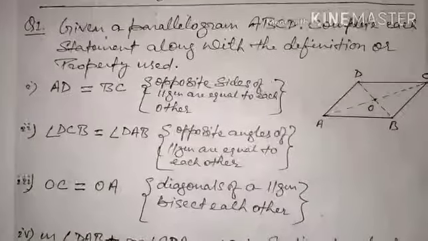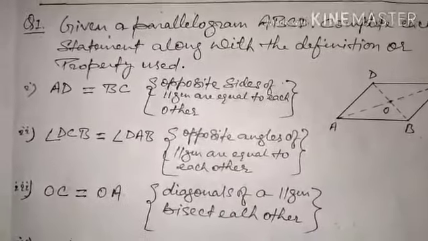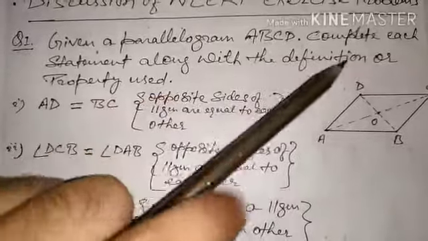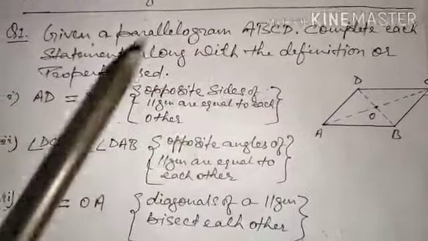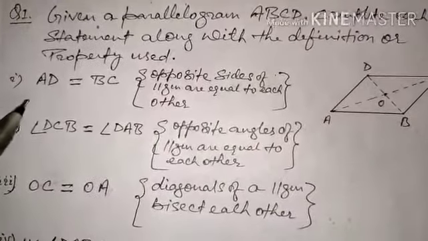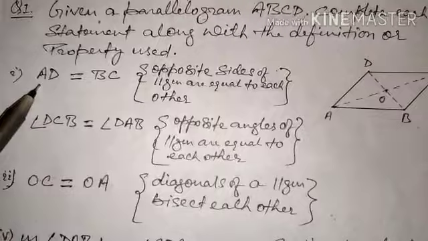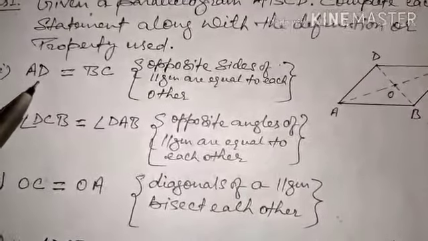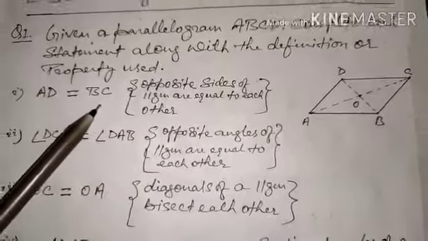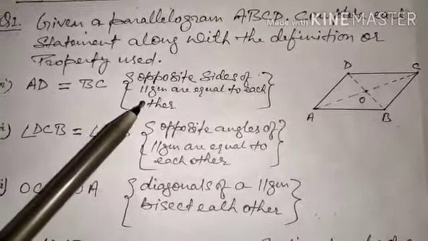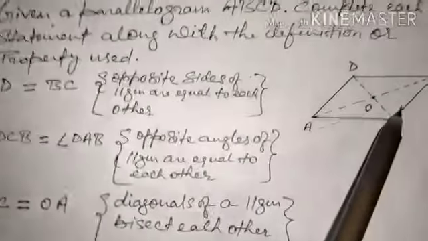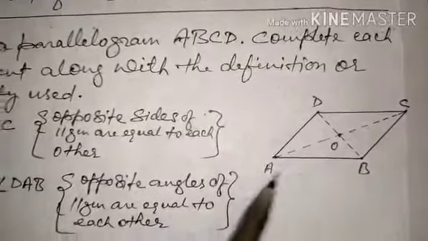So let's start now. The first question is: given a parallelogram ABCD, complete each statement along with the definition or property used. Only AD is given in the question, and it is asking what AD equals and with which property. It is asking about the parallelogram, so I have drawn the parallelogram ABCD. It is shown over here.